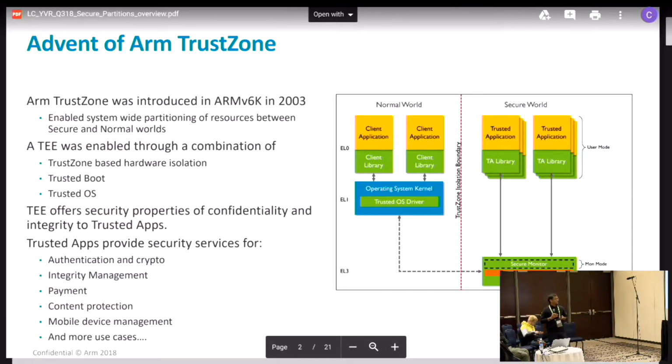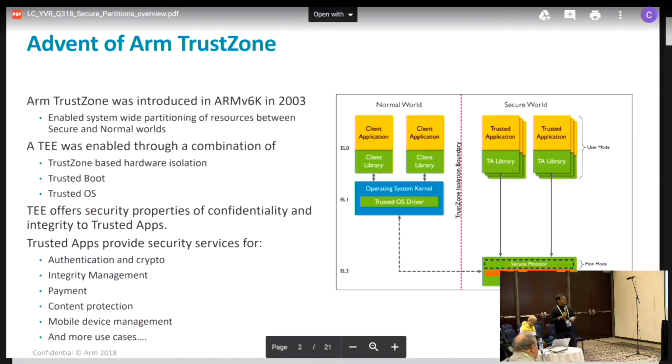of integrity and confidentiality to trusted apps. Now, these trusted apps ran on top of trusted OSs, and they in turn could provide security services to the normal world, the security services being authentication, crypto, integrity management, and such. And the software stack looked a bit like this, where the trusted OS pretty much occupied the entire secure world.